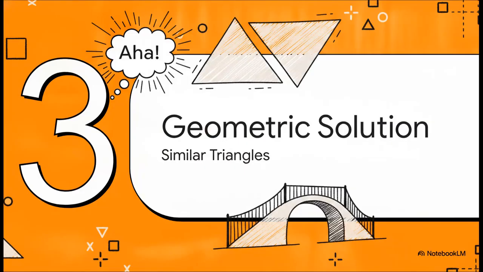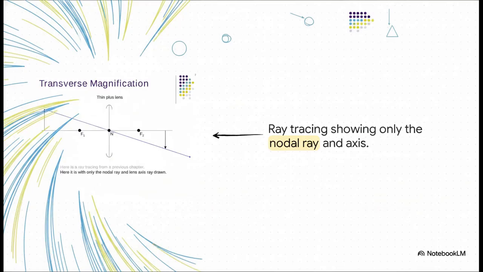Part 3, the geometric solution. This is where high school geometry delivers a massive aha moment. If we strip away all the extra, distracting light rays from our model, we reveal a very simple, very familiar geometric shape. We're left with just the nodal ray passing right through the optical center of the lens and the horizontal lens axis itself. Now, that central nodal ray is special. It passes straight through that optical center without being bent or deflected at all.